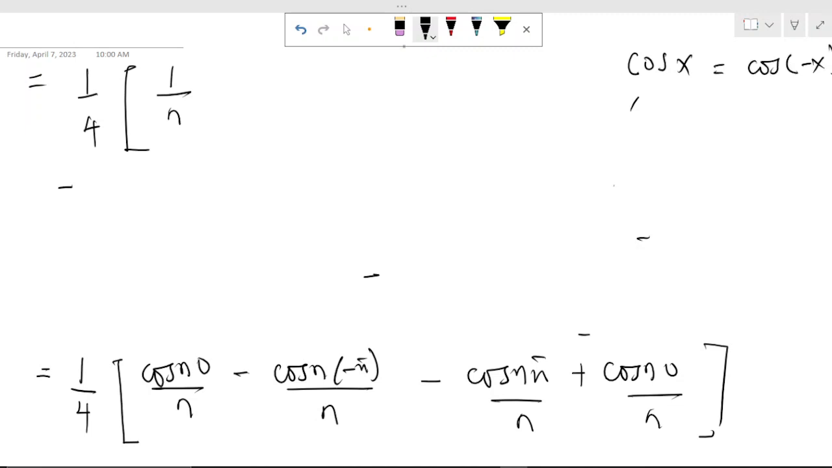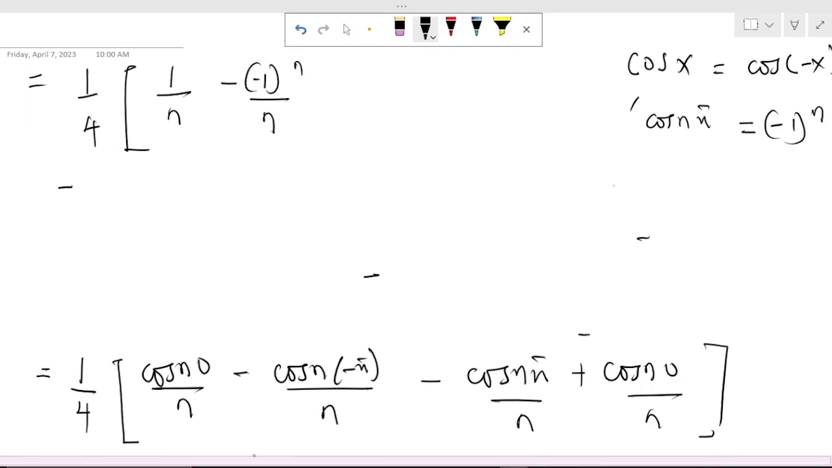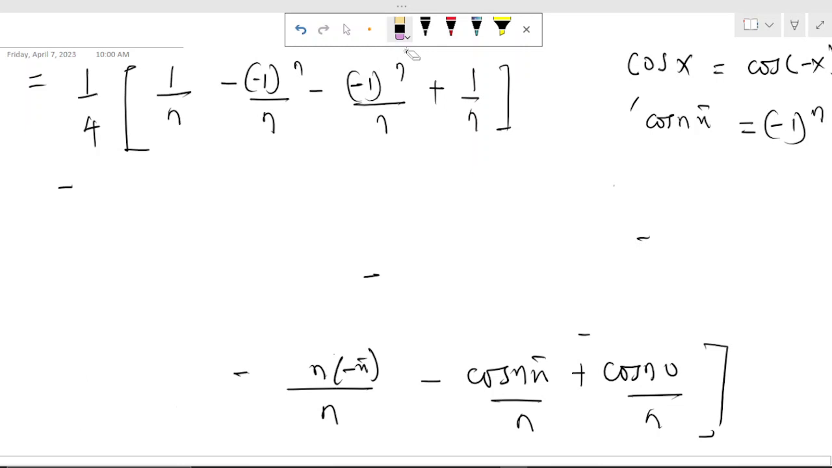So please note that. And remember from the last tutorial that I said, cos n pi is equal to minus 1 raised to power n. So what we have here is minus 1 raised to power n all over n. That's for this. Cos n pi here, same thing. We have minus 1 raised to power n all over n. And we have cos n0, which is still cos 0, all over n. So we have 1 over n.